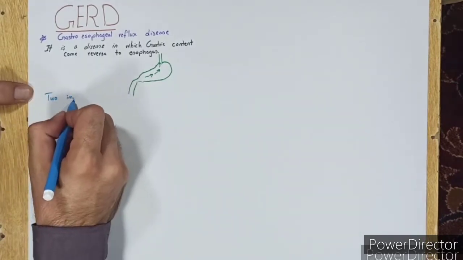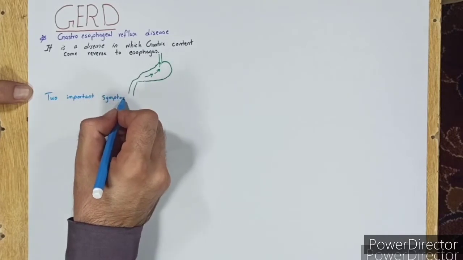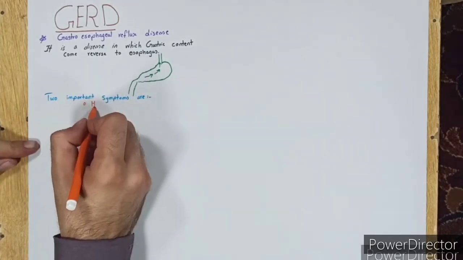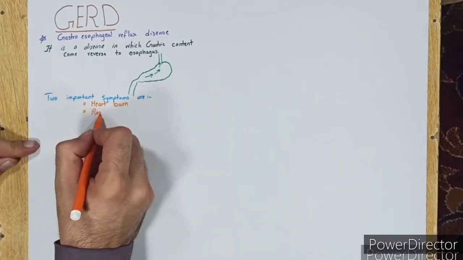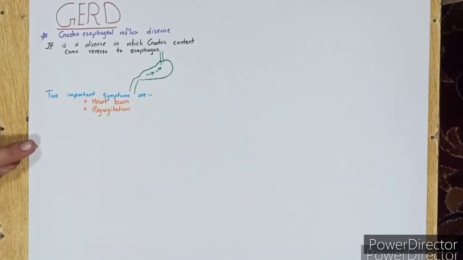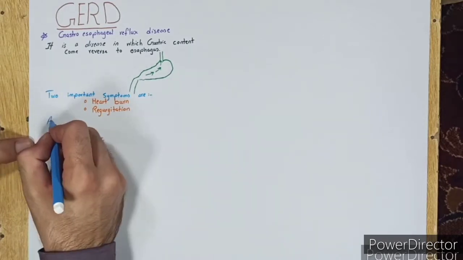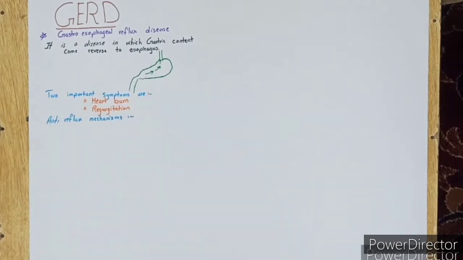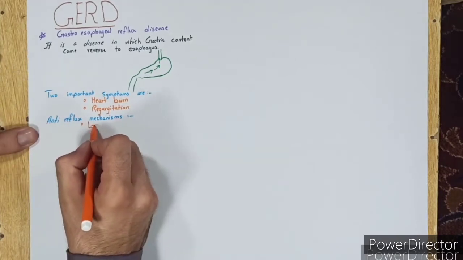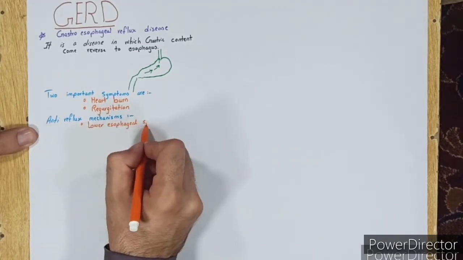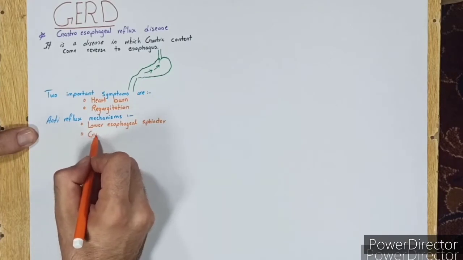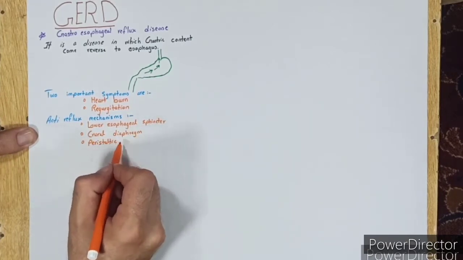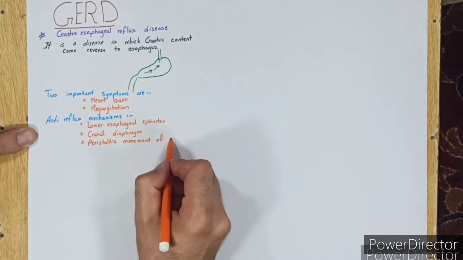Two important symptoms are available in this case. One of them is heartburn and another one is regurgitation. The anti-reflux mechanisms are three. Number one is the lower esophageal sphincter. Number two is the crural diaphragm. And the third one is peristaltic movement of the esophagus.